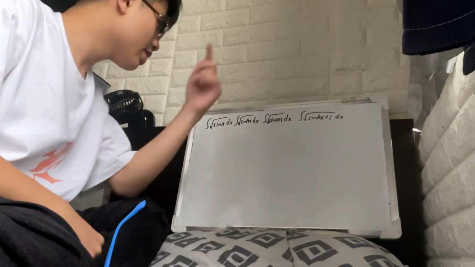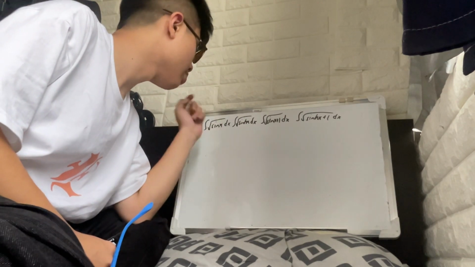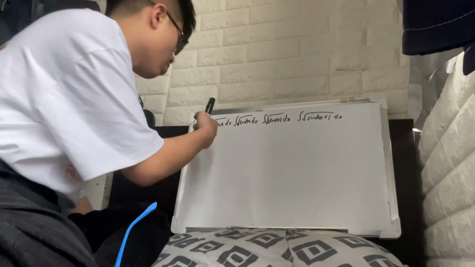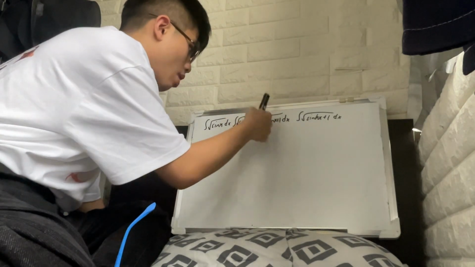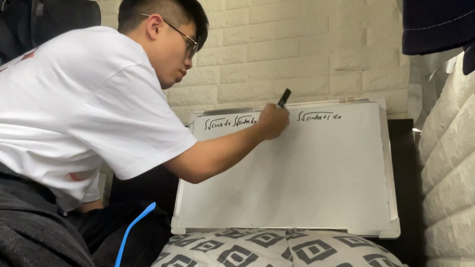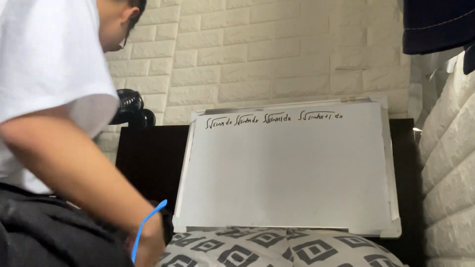We have 4 integrals on the board. Number 1 is the integral of square root of sec x. Number 2 is square root of sech x. Number 3 is square root of sec x plus 1. Number 4 is square root of sech x plus 1.